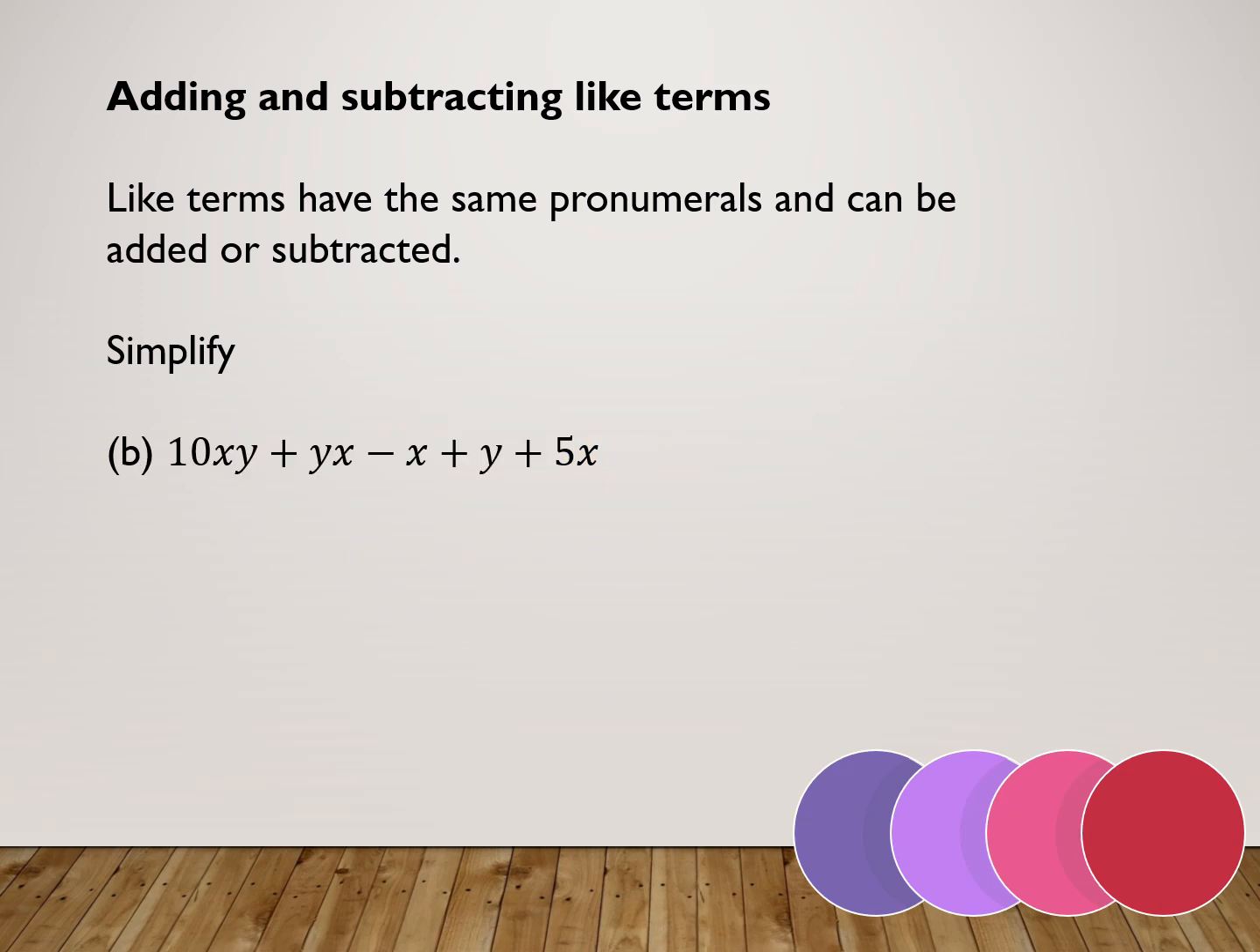With the second one, let's have a look at what are the like terms first. So notice that the first two terms have an x and a y. Doesn't matter the order, but they both have an x and a y. The third and the fifth term, one is a -x and the other one is a plus 5x. And then we've got the y by itself. So that gives us 11xy plus 4x plus y.